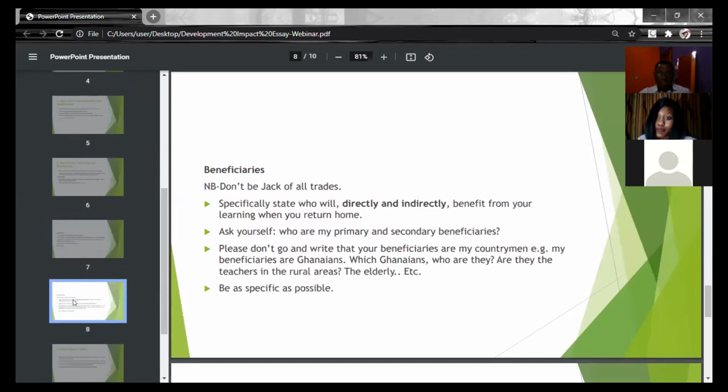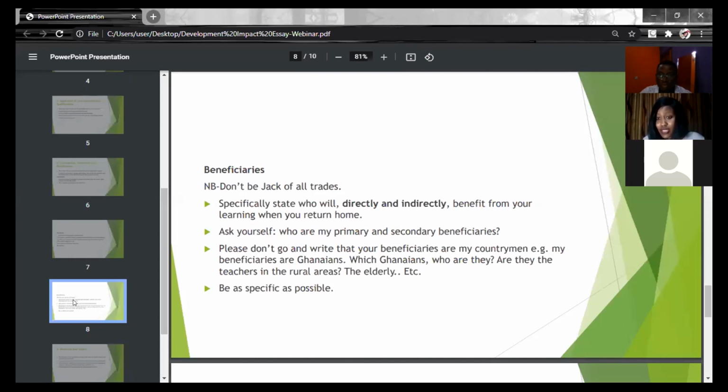And when we come to beneficiaries, whom are you targeting? Who are the people that are supposed to benefit from your course? So I say do not be a jack of all trades. Do not come and say that I'd love to see all Kenyans benefit from this MSc study. Not everybody can benefit from your program. So be specific about whom you are targeting, both directly and indirectly.